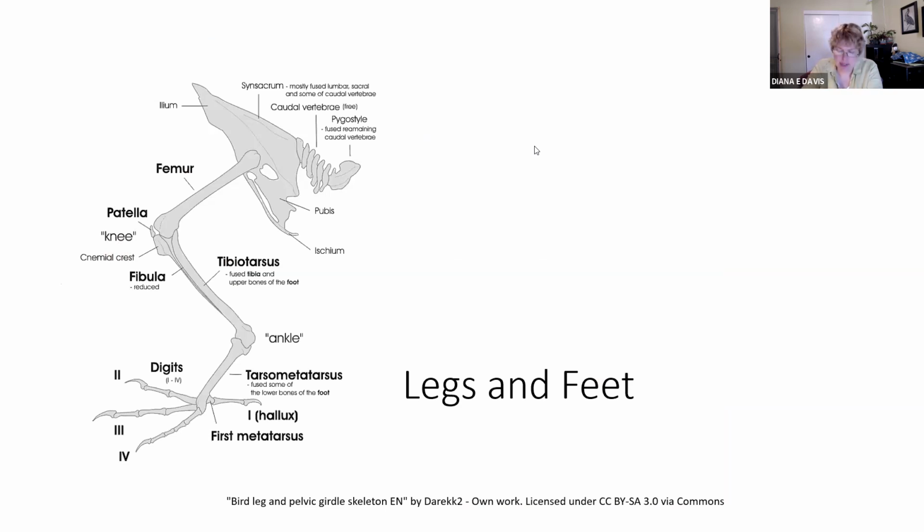The legs of a bird have the same parts that our legs have.